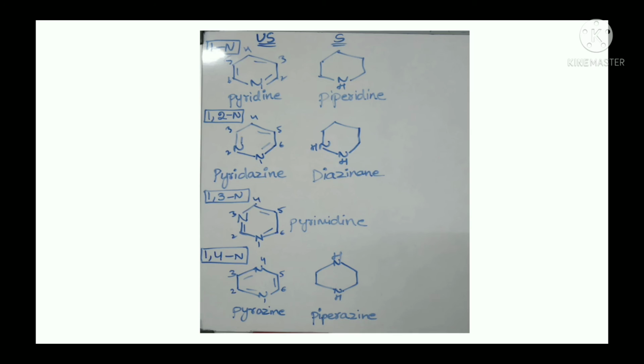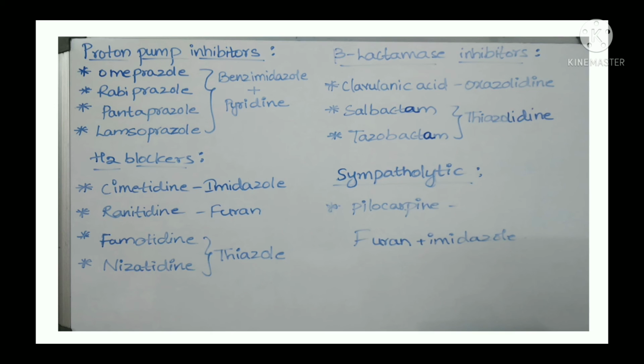Here you can see these drugs: proton pump inhibitors omeprazole, lansoprazole, pantoprazole. These drugs consist of benzimidazole and pyridine. In their structure it consists of these 2 compounds, and these 2 are connected by a methyl sulfonyl group. So in previous years also we got questions on this. They directly asked about the heterocyclic ring present in that particular compound.